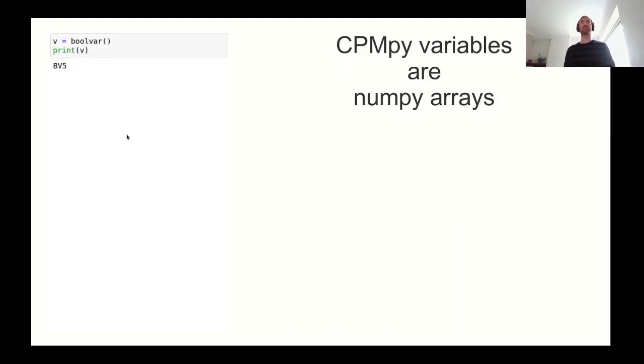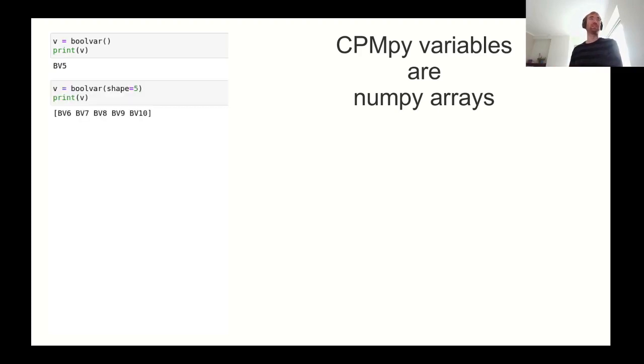So what do I mean with that? As we create an individual variable, so here you see v is a Boolean variable, then it's just an individual variable. But rarely do you need individual variables when you model CP problems. In most cases, you will need arrays or matrices and so forth.